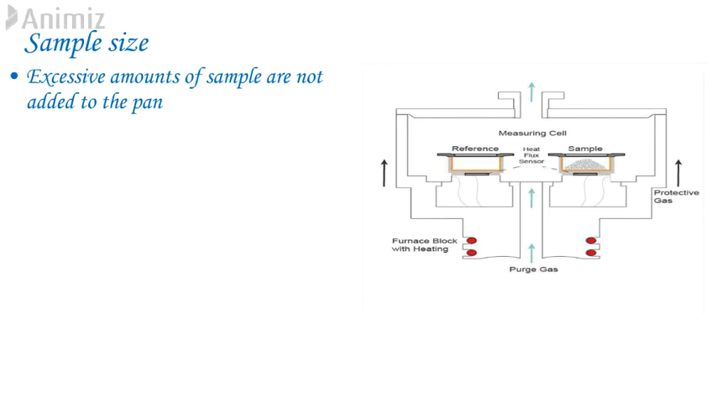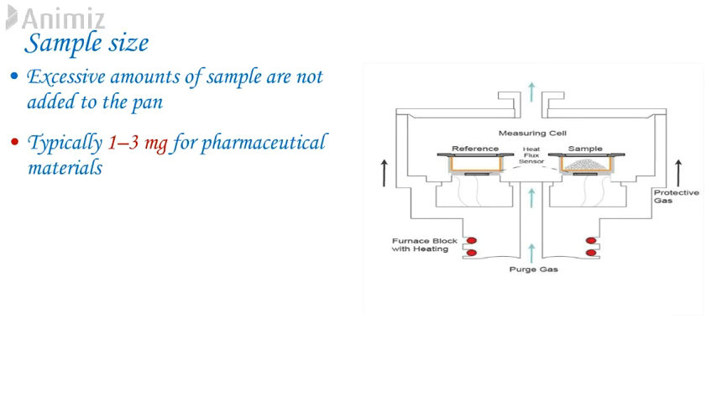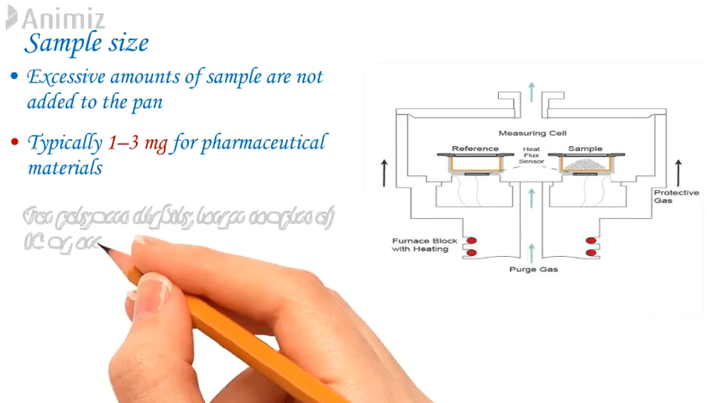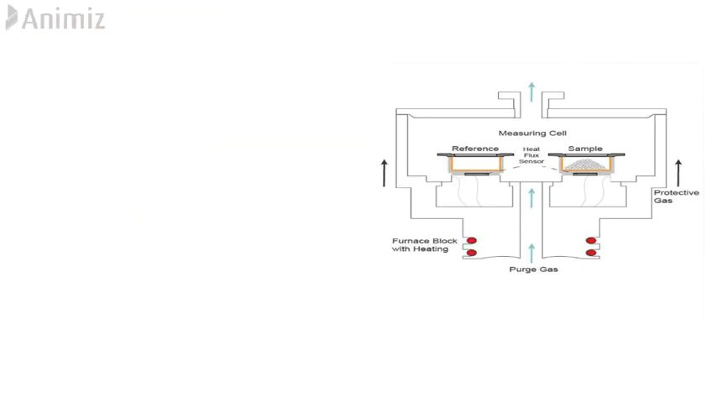Often, just a few milligrams or less is sufficient, typically 1 to 3 mg for pharmaceutical material, though for very weak transitions and for accurate heat of fusion measurement, more sample may be needed. Note that when considering accuracy of energy measurement, the accuracy of the balance should be taken into account. For polymers, a slightly larger sample of 10 mg is often used, but again this depends upon the sample and the transition of interest.